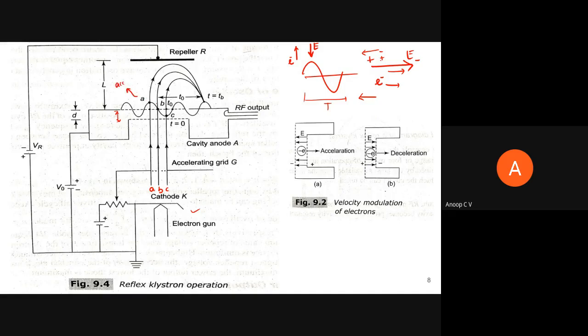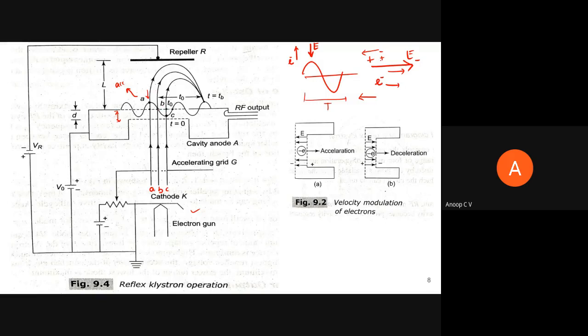Why? Because during the positive peak, there is an electric field in the downward direction. Because of that, electron A will be accelerated, which means it can move more into this repeller space, even though this repeller is negative in charge. As it is accelerated, it can move more into this repeller space. Whereas electron B, suppose it was moving with some constant velocity, maybe the drift velocity, whatever.